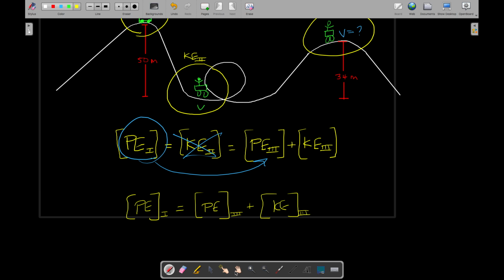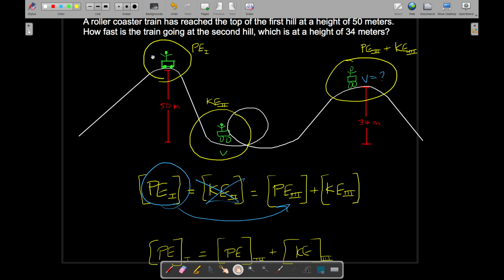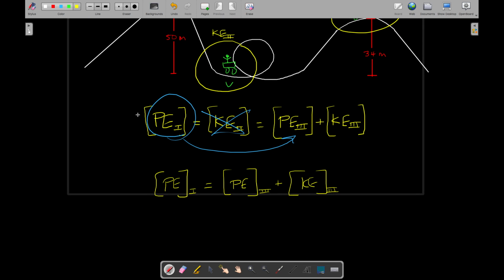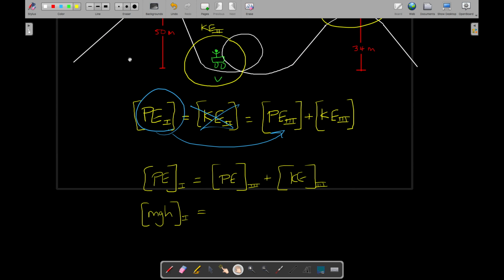Once we're here, we can go ahead and substitute each of the energies for the equations that they stand for. So the potential energy on situation 1, which is up here, can be broken down to mass times gravity times height. And I'll keep those in brackets because I want to treat them as one number. The potential energy on situation 3, right when it's up here on the second hill, is mass times gravity times height again, but that's the potential energy over at that second hill.